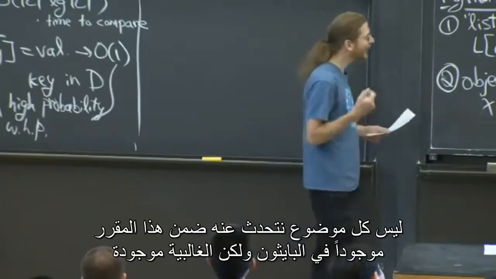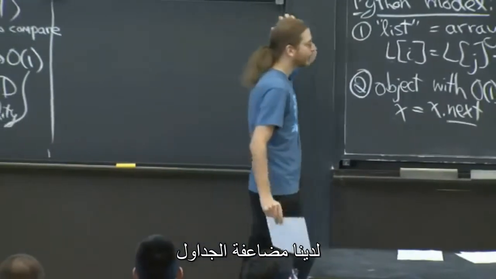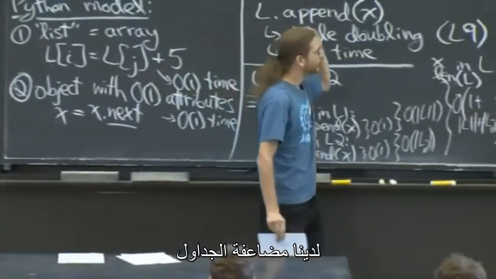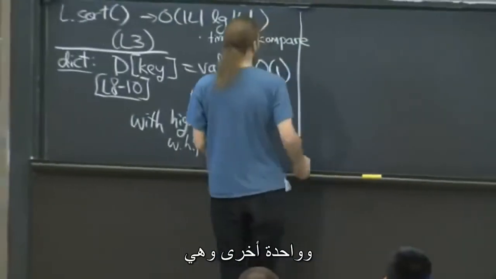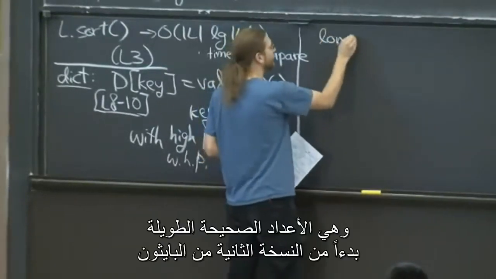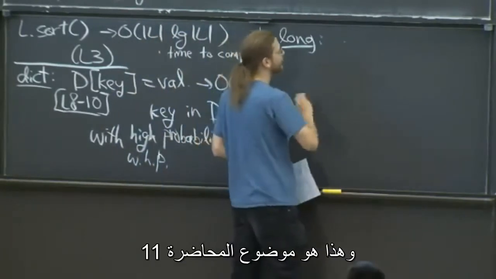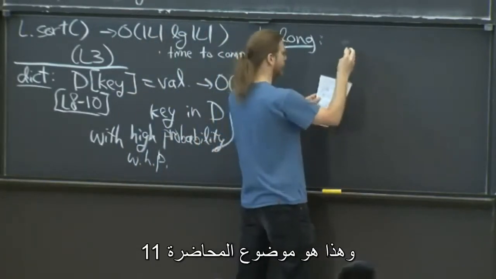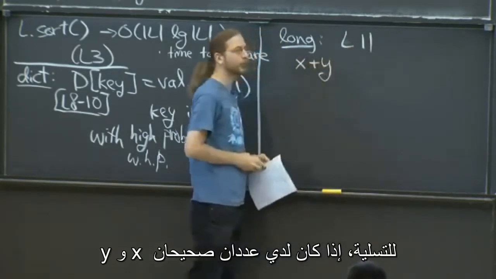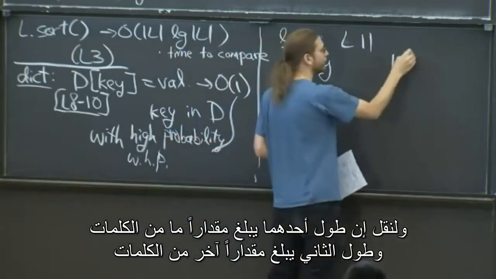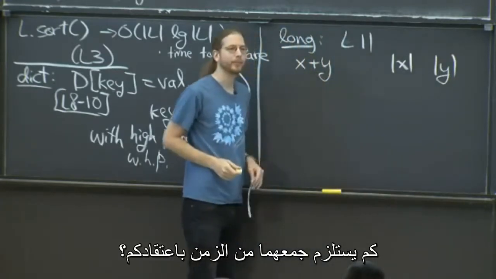You may have noticed. Not every topic we cover in this class is already in Python, but a lot of them are. So we've got table doubling. We've got dictionaries. We've got sorting. Another one is longs, which are long integers in Python through version 2. And this is the topic of lecture 11. And so for fun, if I have two integers x and y, and let's say one of them is this many words long and the other one is this many words long, how long do you think it takes to add them?